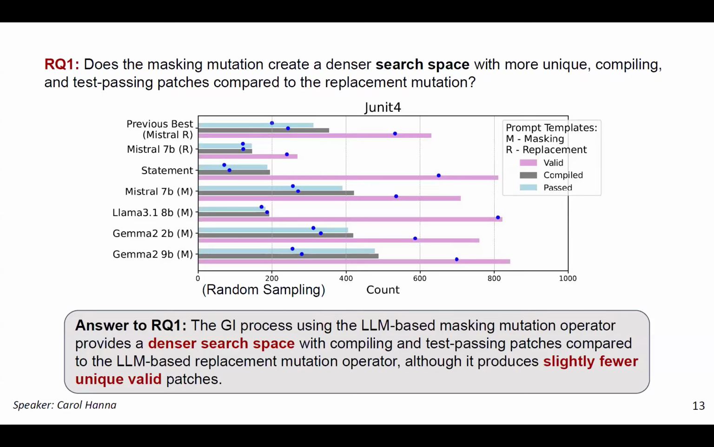And what we see is that the GI process using LLMs with the masking mutation operator provided a much denser search space. And you can see that more when you look at the full picture of all the graphs together. But what we did see is that the number of unique valid patches was slightly fewer. So that kind of lines up with what we saw on that second slide, right? The background slide where I said the LLMs tend to generate less uniques but higher quality variants.